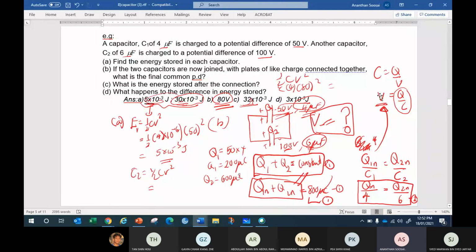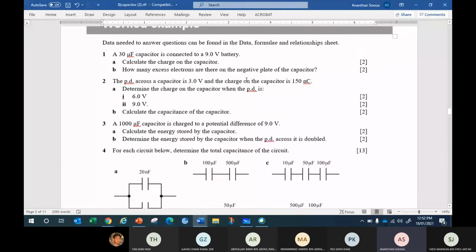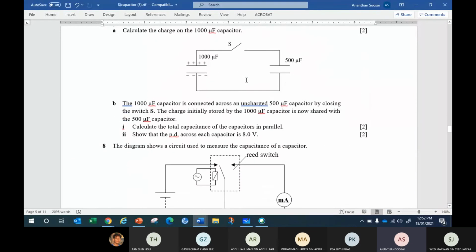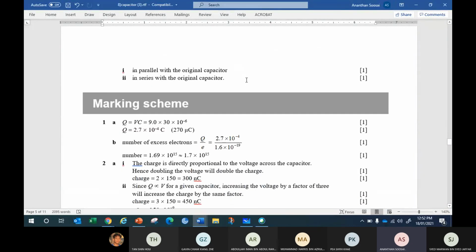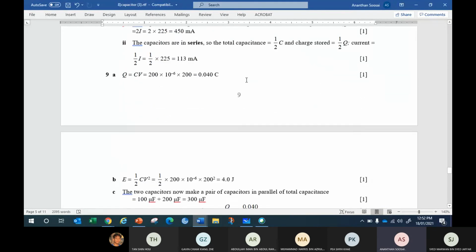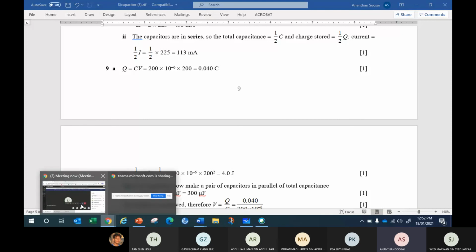Okay, any part you don't understand about this question? No questions. Okay, so we're done with this topic. You go and try to do these questions at the back, and you have a mark scheme. Try to understand further.